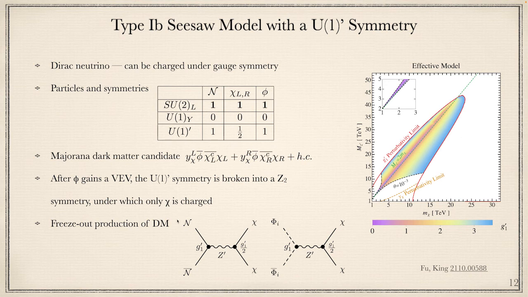And in this case, because the gauge coupling is usually sizable, we consider the freeze-out production of dark matter. The dark fermion can be produced through the scattering of the heavy neutrino or the scattering of the Higgs doublets, mediated by the U(1) gauge boson Z prime. And here is the region where the correct relic abundance can be produced.